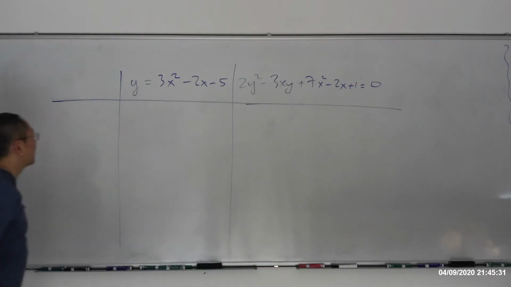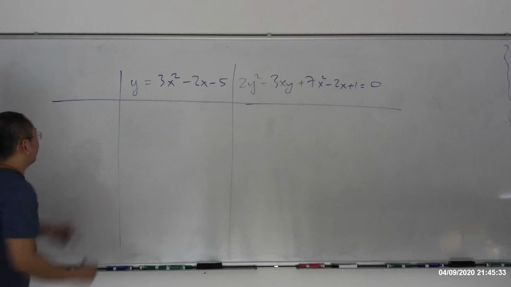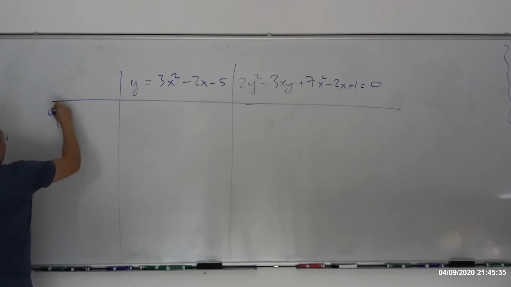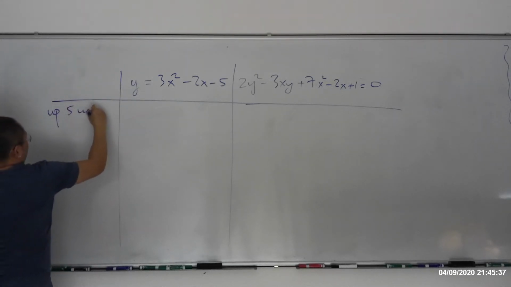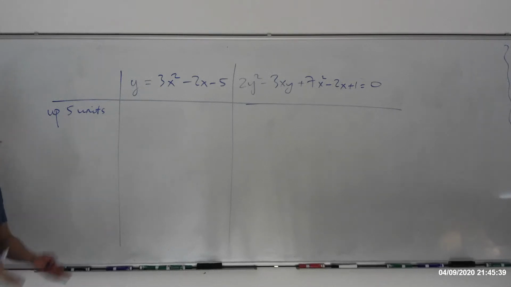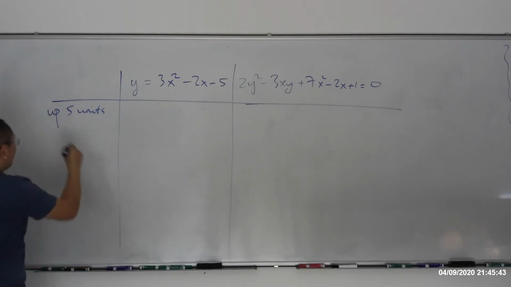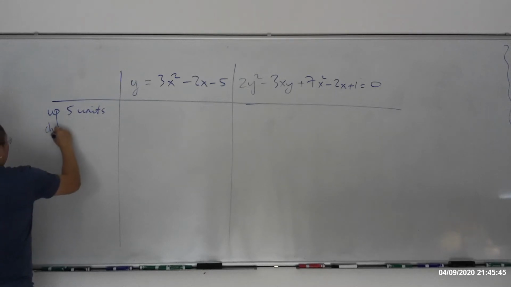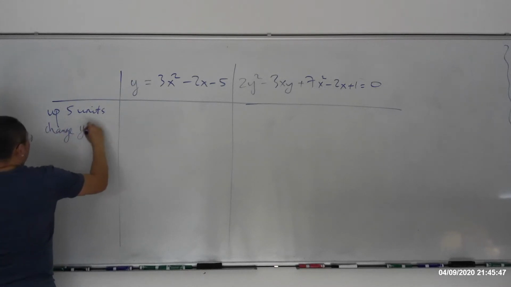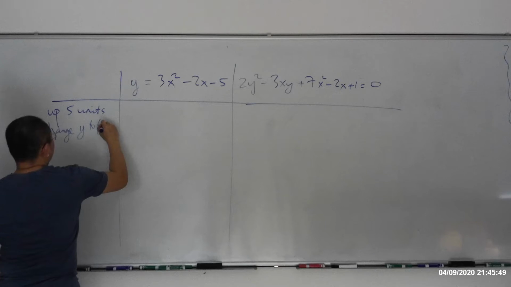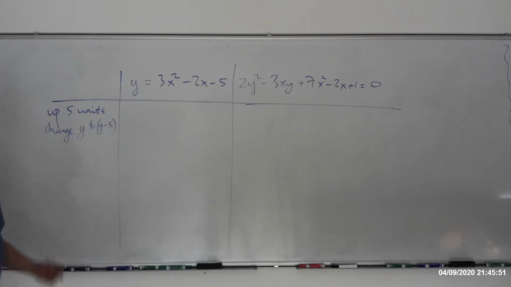Okay, so if I want to move up, say 5 units. Moving up means that you are changing the y values. This is what you need to change. You need to change y to y minus 5. Then everything will be up 5 units. You have a new equation representing a new graph that is 5 units above the original one.